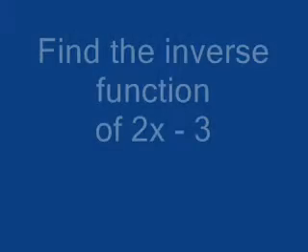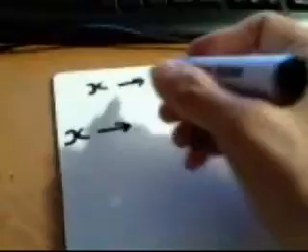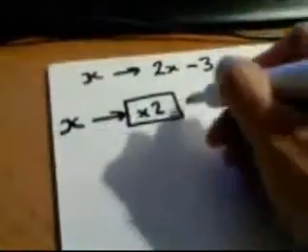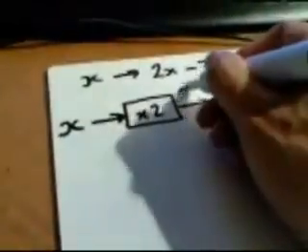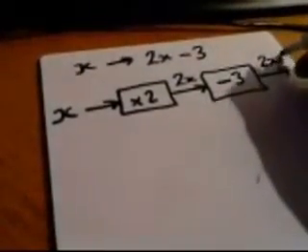Right, moving on to a second example. Our function this time is 2x minus 3, which means there's multiple steps here. So let's map out the steps. We start with x. The first thing that happened to x is it is multiplied by 2. So coming out of that box would be 2x, and 2x would then go into the next step, which is to take away 3. So coming out of the second box would be 2x minus 3.